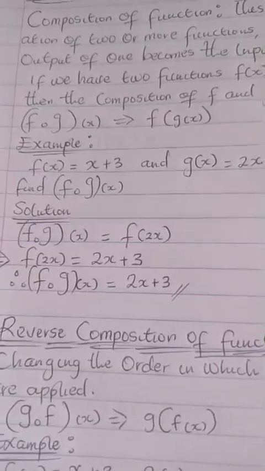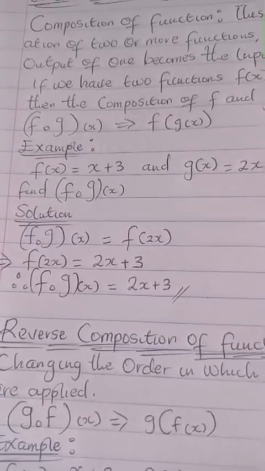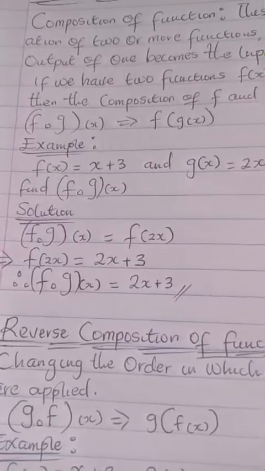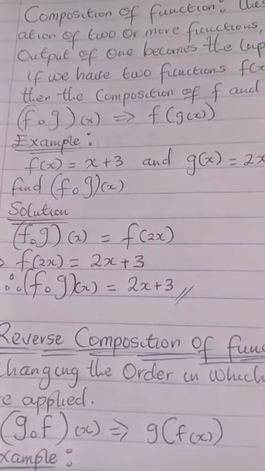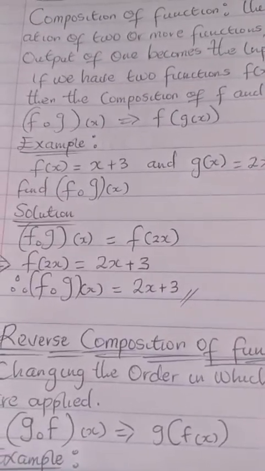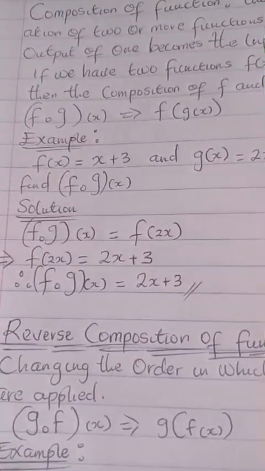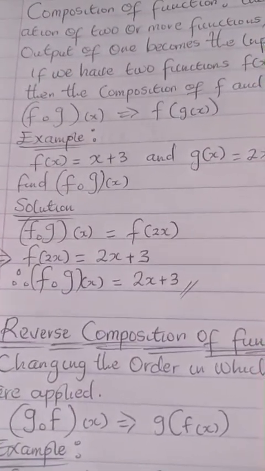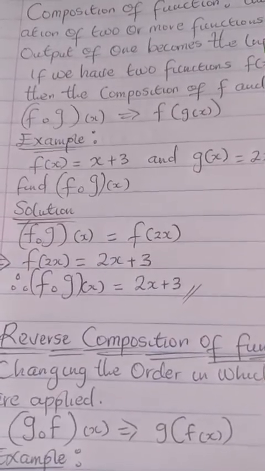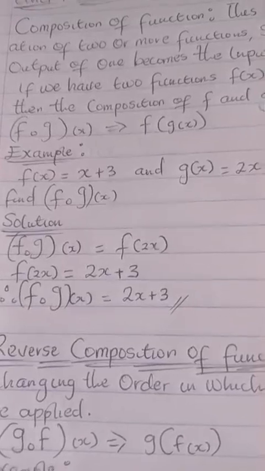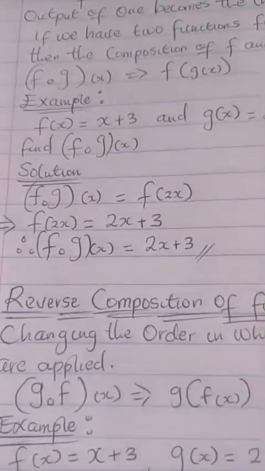And now the f function has x plus 3, meaning for every input you add 3 to it. You see that the first input x, we have what? x plus 3. So 3 was added to the input. So for that fact, this f of 2x, you add 3 to it because the f function, for every input, you add 3 to it. And that's how we do it. So this is your composition of function.